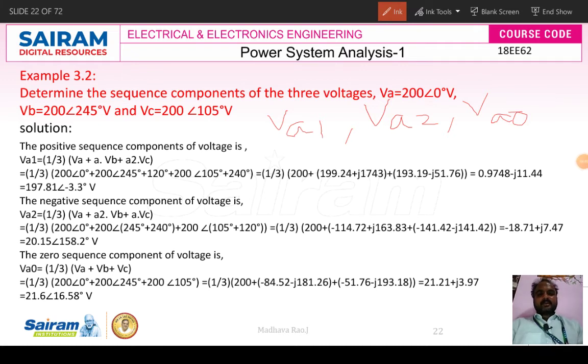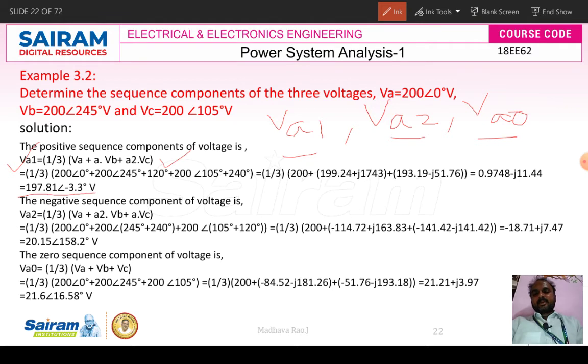So positive sequence component, negative sequence component and zero sequence component. Positive sequence component VA1 is equal to 1 by 3 of VA plus A times VB plus A square into VC, right? So using that formula, substitute the VA, VB, VC. So we'll get VA1 is 197.81 at an angle minus 3.3 degrees.